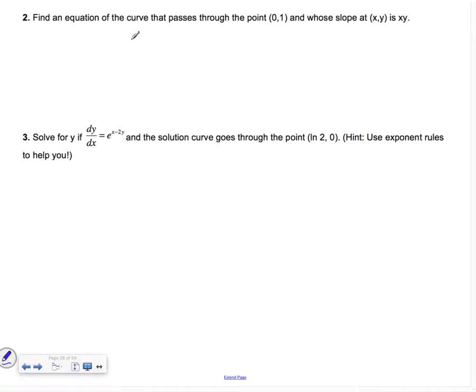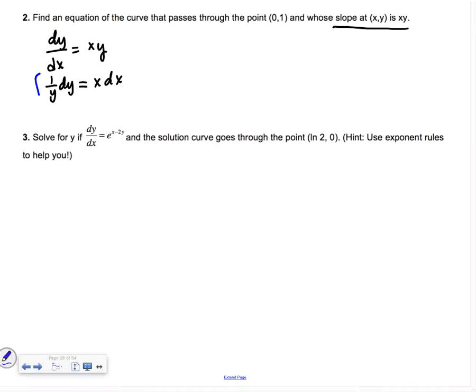All right, so the first one says find an equation of the curve that passes through the point (0, 1) and whose slope at (x, y) is xy. So when we say that the slope is xy, what that's saying is that dy/dx is equal to x times y. All of the equations that you're going to have are going to be separable differential equations, so you can separate the x's and y's. So we're going to separate, and we're going to have x dx, and then 1/y dy. I've now separated my variables.